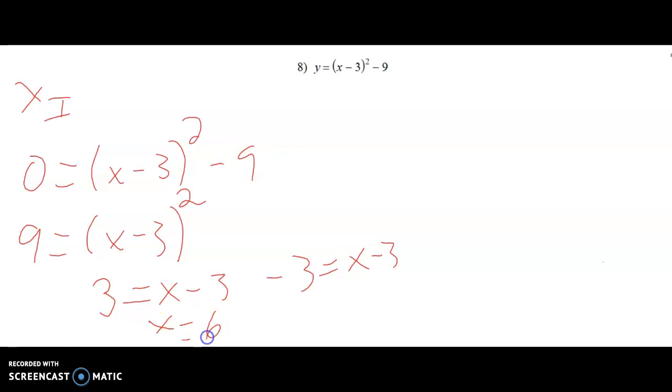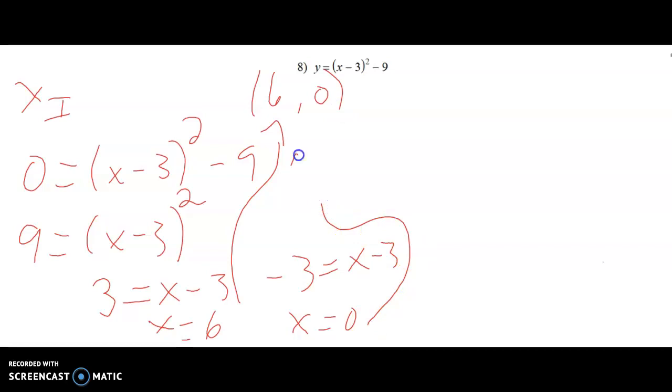So x equals 6 and x equals 0. My first x-intercept, I'll put it up here, is 6 comma 0. That's what the first answer told me. And the second answer, 0 comma 0. So those are my two x-intercepts.